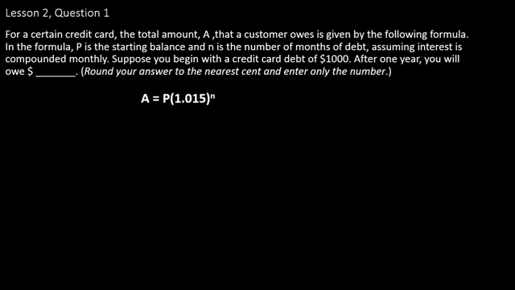For a certain credit card, the total amount A that a customer owes is given by the following formula. In the formula, P is the starting balance and N is the number of months of debt, assuming interest is compounded monthly. Suppose you begin with a credit card debt of $1,000. After 1 year, you will owe blank.